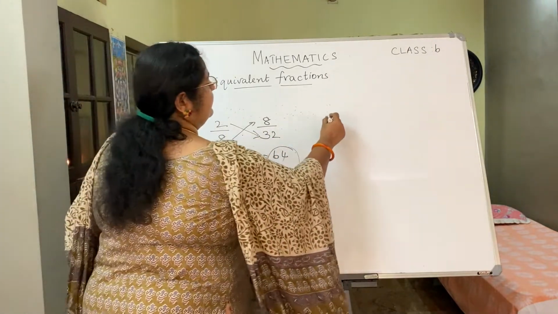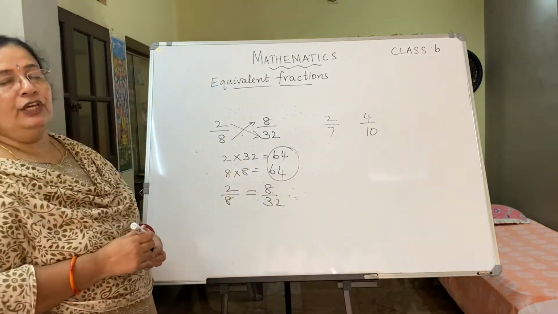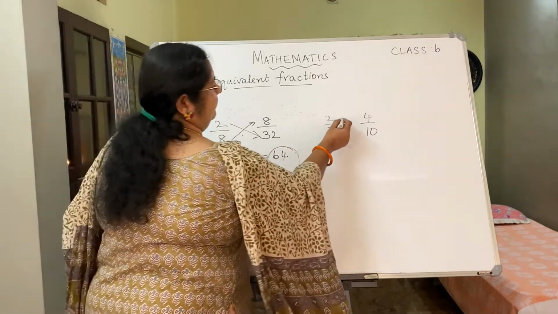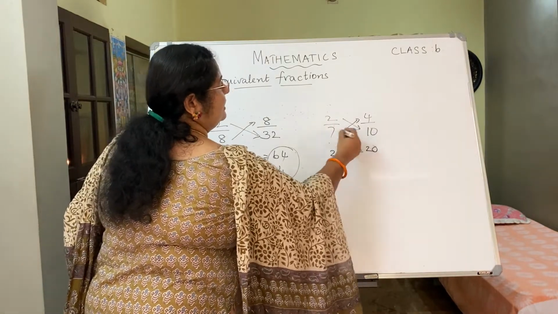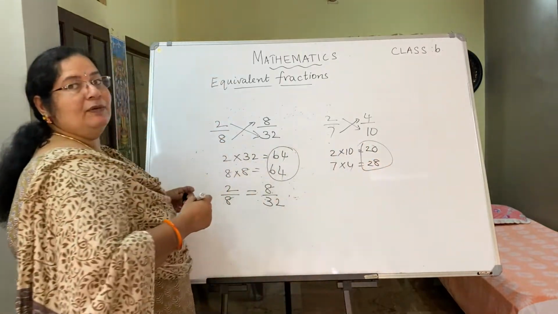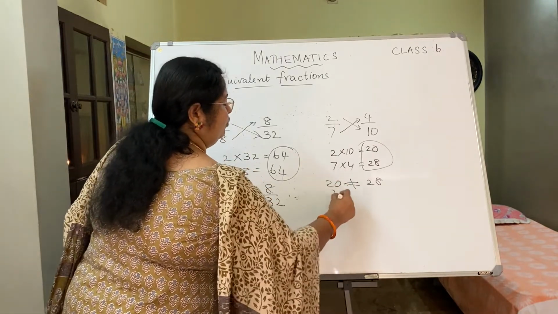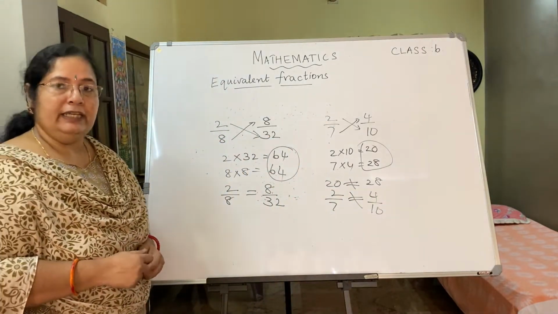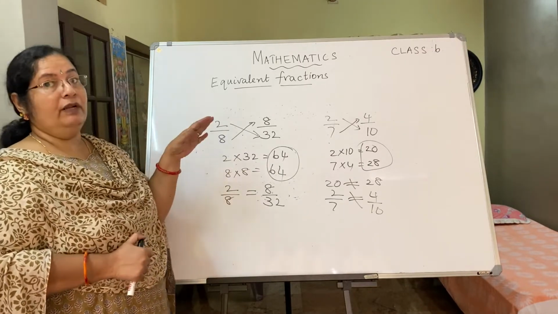Supposing another example, say 2 by 7 and 4 by 10. You are given two fractions and asked to find out whether they are equivalent or not. What should you do? Cross multiply. So first cross multiplication, 2 into 10, how much? 20. Second, 7 into 4, 28. Are they equal? 20 and 28? No. Since 20 is not equal to 28, 2 by 7 is not equal to 4 by 10. The two fractions are not equivalent fractions. So understood how to find whether the given fractions are equivalent or not.